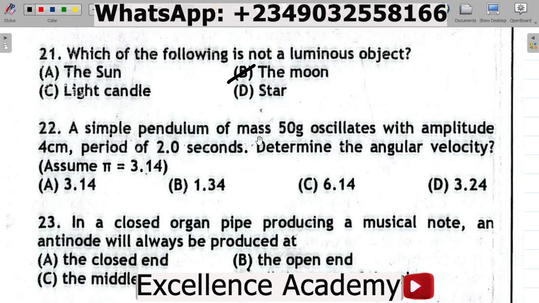Next up, 22. A simple pendulum of mass 50 gram oscillates with amplitude 4 centimeter, period 2 seconds. Determine the angular velocity. Assume pi to be equal to 3.14. All right. You have your options there. Option A, 3.14, B, 1.34, C, 6.14, D, 3.21. So how do we solve this question?